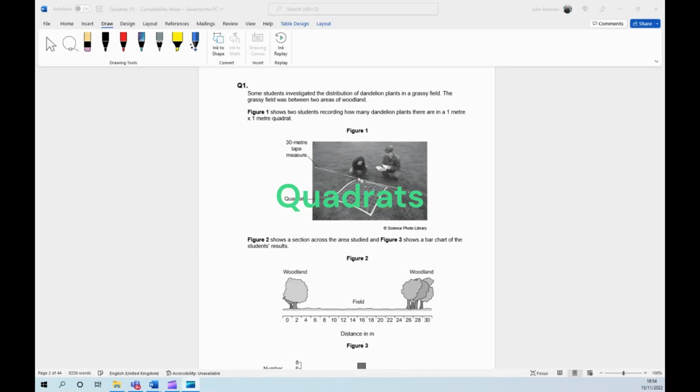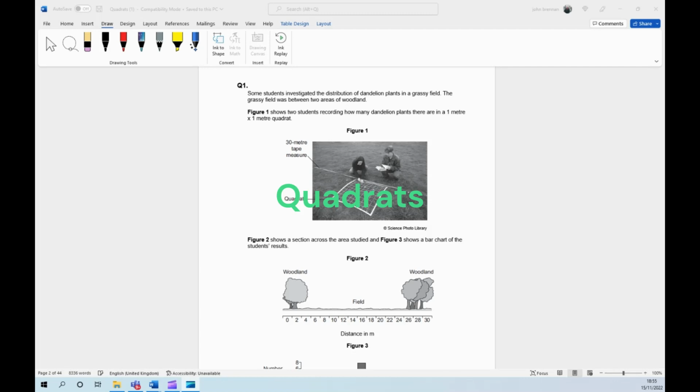Okay, we're going to have a look at some questions here about quadrats. Quadrats are a piece of equipment that we will use to help us estimate the population of organisms in a natural environment. This is usually something like a woodland or a beach or a pond. The organisms that we're usually looking at are stationary organisms. Sometimes you can have animals, but generally it's talking about plants.